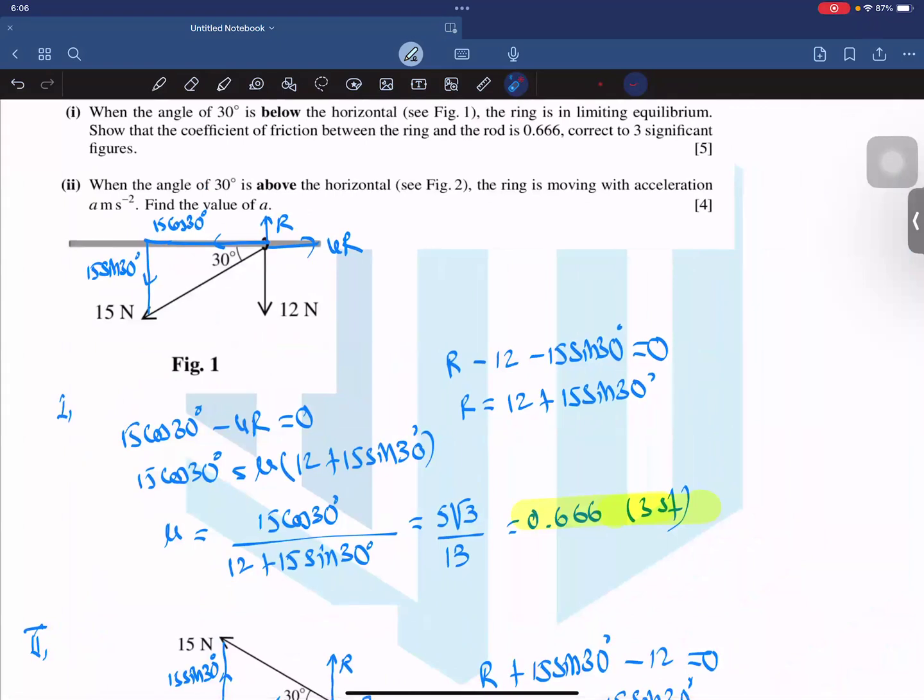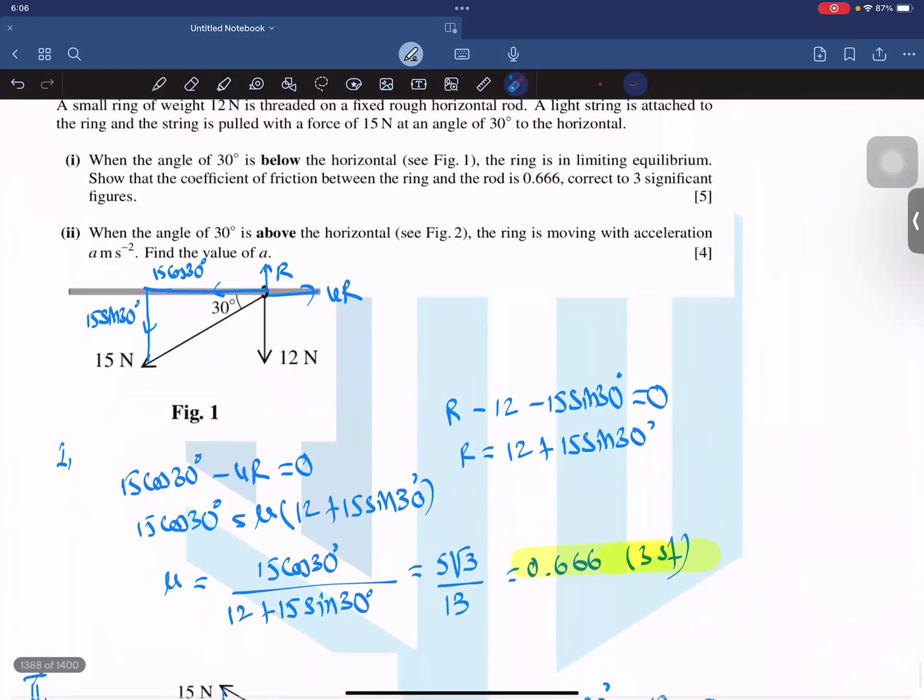What is happening is that the ring is on the point of slipping, so the sum of the forces will be equal to 0. So 15 cos 30 minus mu R is equal to 0, because 15 cos 30 is towards left and mu R is towards the right. So 15 cos 30 minus mu R is equal to 0. And here I've done the working for finding R. So R is acting upwards.